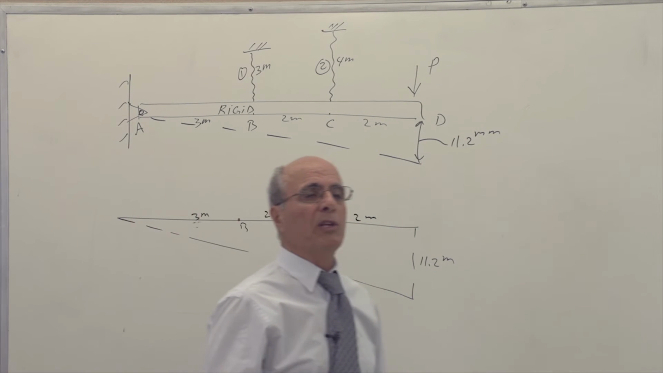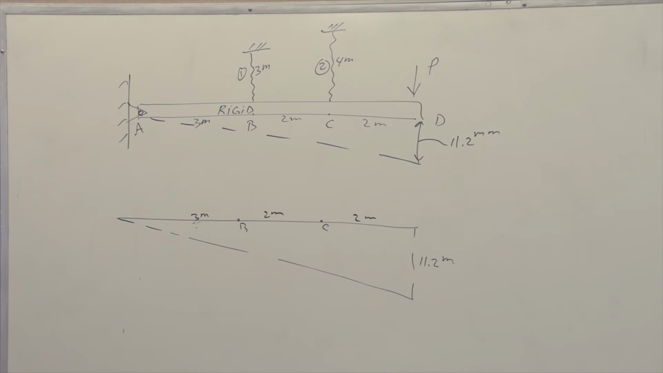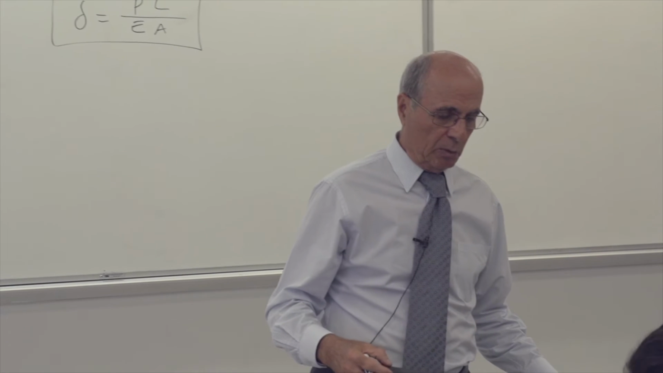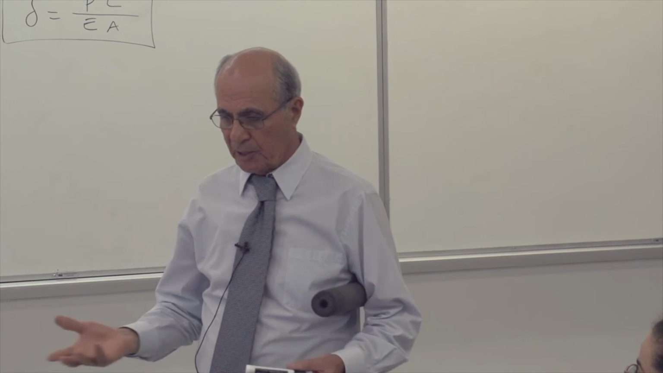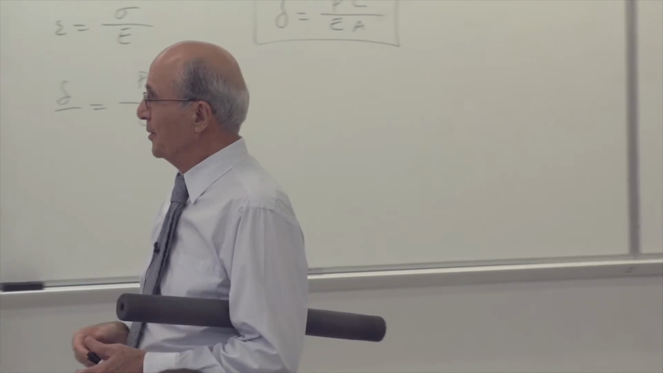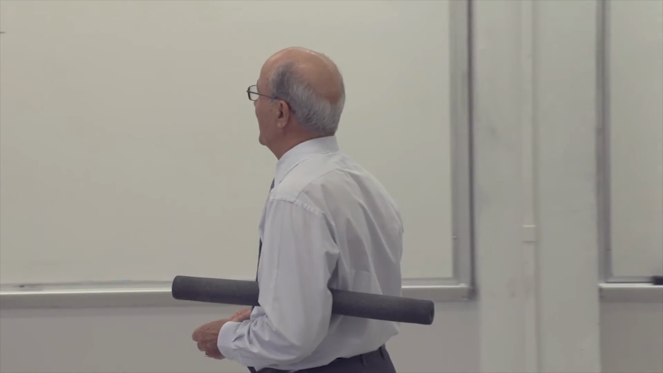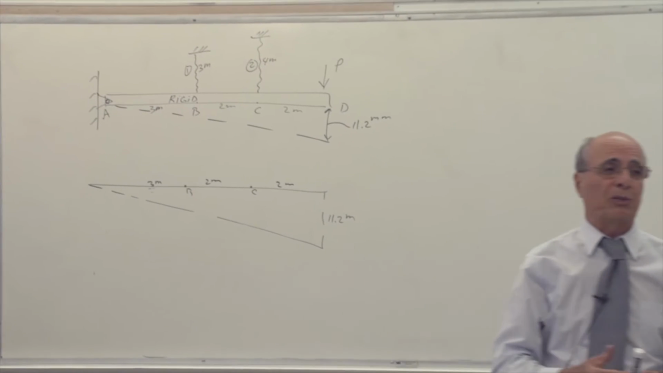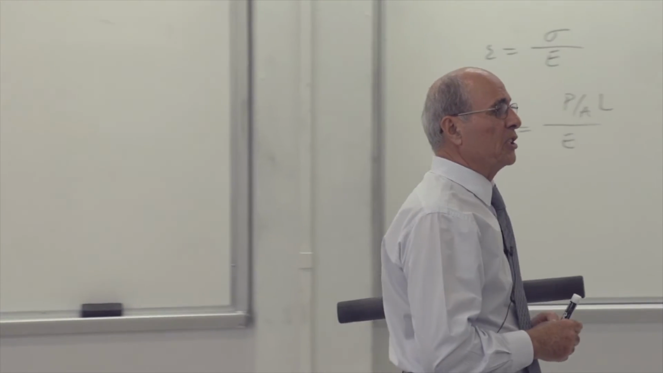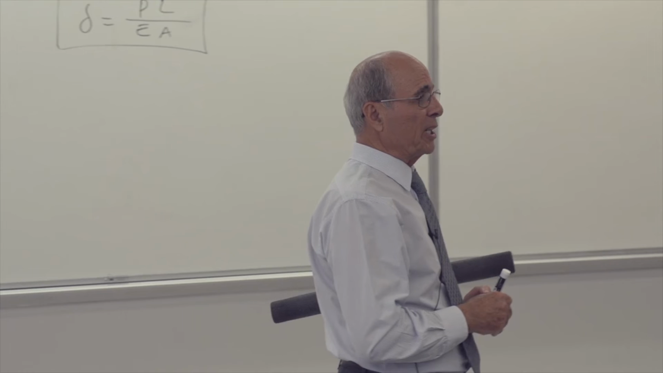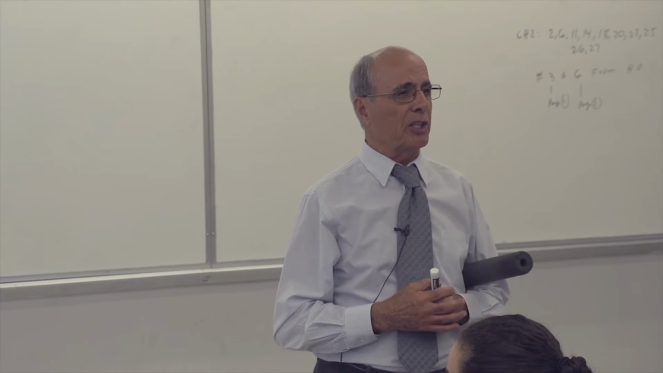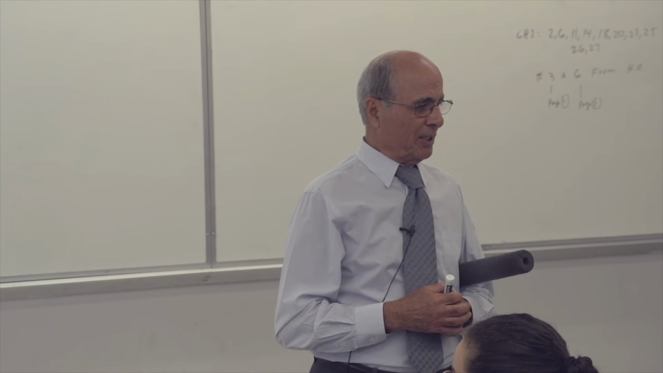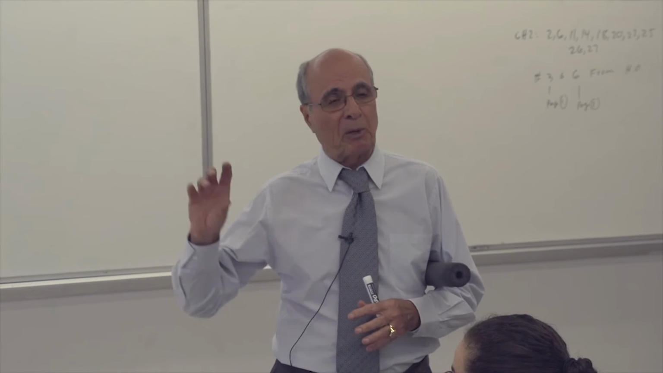Now, we want to calculate epsilon in wire 1 and wire 2. What are the strains in wire 1 and wire 2? Is wire 1 stretched? Does wire 1 become longer or shorter? Longer. So it is under tension. Yes, or is wire 2 under tension? Do you know how much? We don't know yet, but can we calculate?